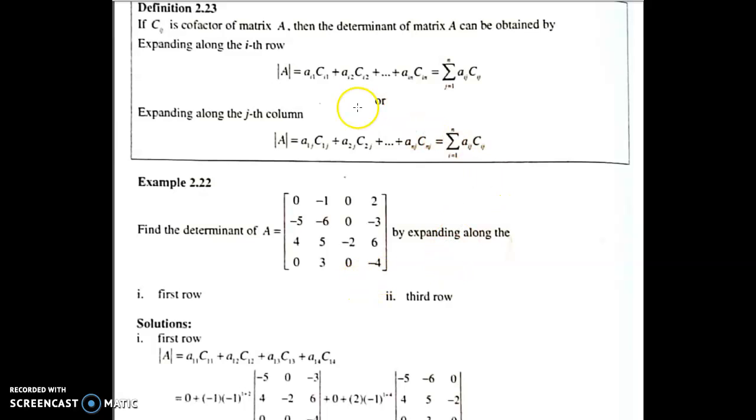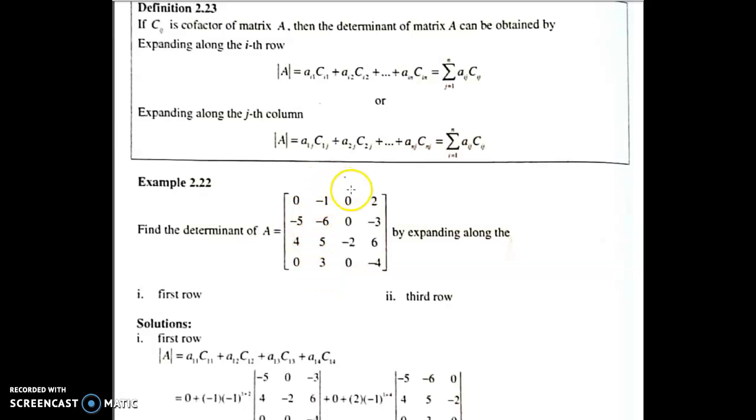For example, if you look at the formula here, to find the determinant you need to multiply each element with its cofactor, and then sum everything. So if let's say you choose column number 2, it is -1 times its cofactor, -6 times its cofactor, 5 times its cofactor, and 3 times its cofactor. You need to calculate it 4 times.